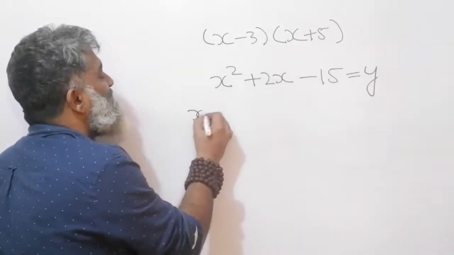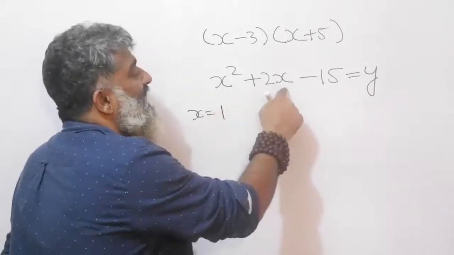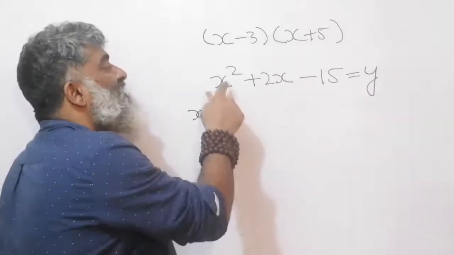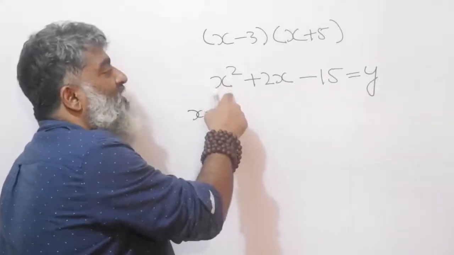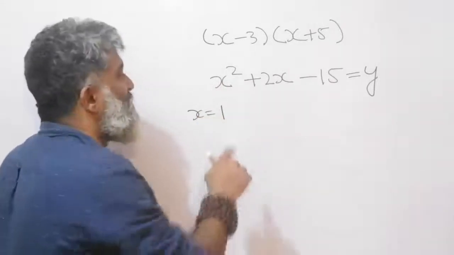I say x is equal to 1. So what are we doing? Wherever I have an x, instead of the x, I will put a 1. And whatever is happening to the x, for example here, it is getting squared. That will also happen to the 1. So let's play that game.